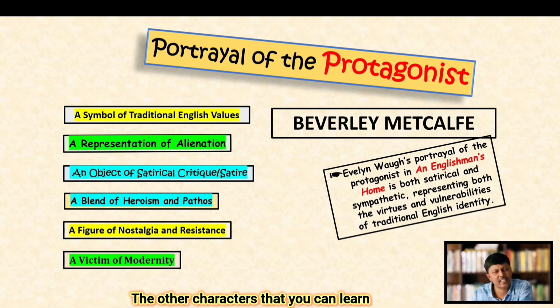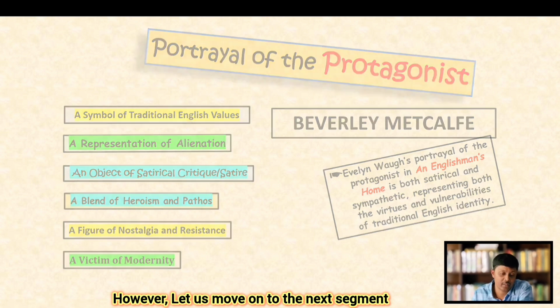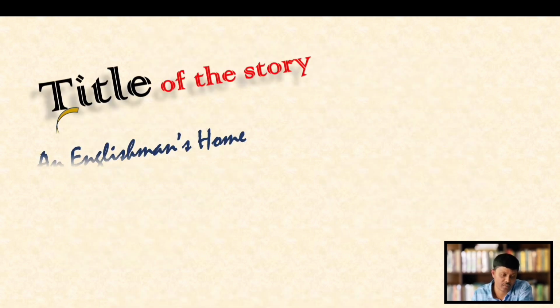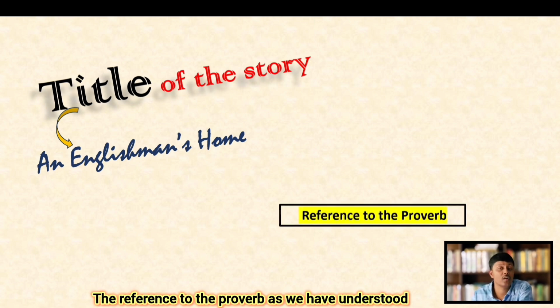The other characters that you can learn, I have given in the resources, the URLs. From there, you can learn the characters which are mentioned earlier. However, let us move on to the next segment, the title of the story. The title is, as we have already understood, An Englishman's Home. The reference to the proverb, as we have understood, that the Englishman's home is a castle.